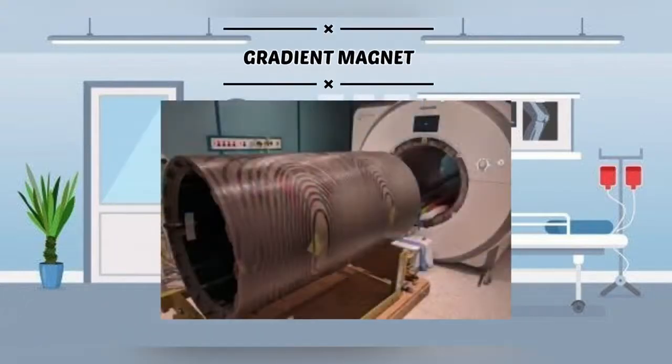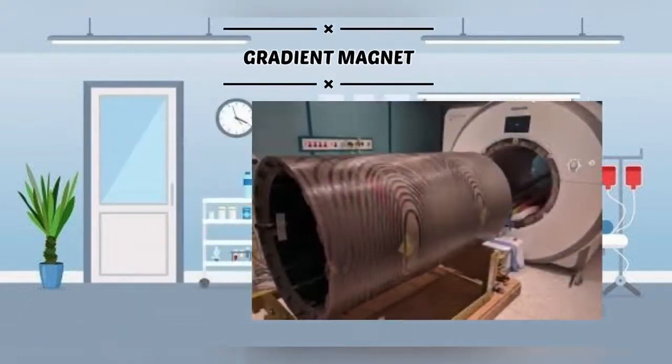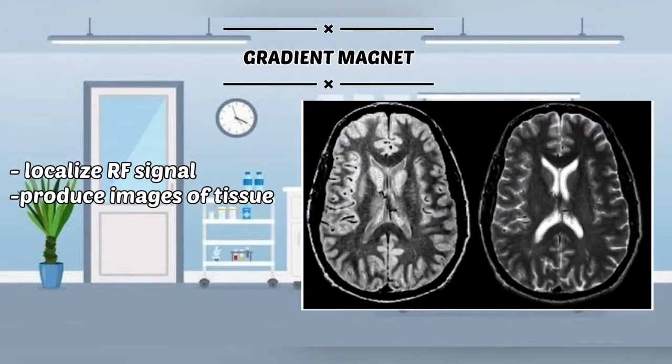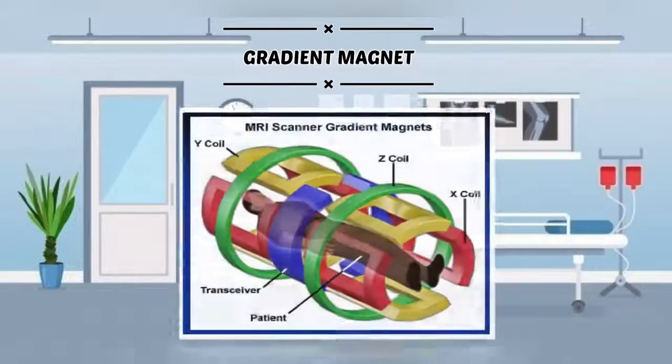Next are the gradient magnets, also called gradient coils. The gradient coil is used to localize the radio frequency signal in space. The gradient coils allow us to know exactly where the radio frequency signals are coming from within the bore and produce 3D images of tissue. But they are also used to provide different contrasts such as diffusion or flow imaging.